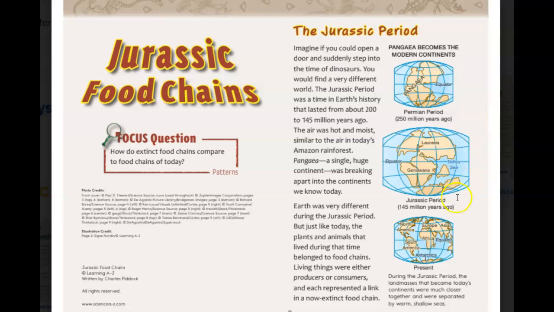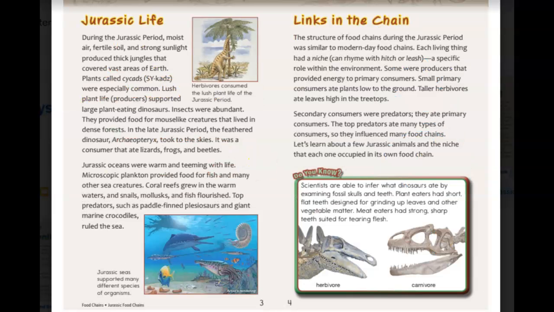During the Jurassic period, the land masses that became today's continents were much closer together and were separated by warm, shallow seas. Jurassic life. In the Jurassic period, moist air, fertile soil, and strong sunlight produced thick jungles that covered vast areas of Earth. Plants called cycads were especially common. Lush plant life, producers, supported large plant-eating dinosaurs. Insects were abundant. They provided food for mouse-like creatures that lived in dense forests.